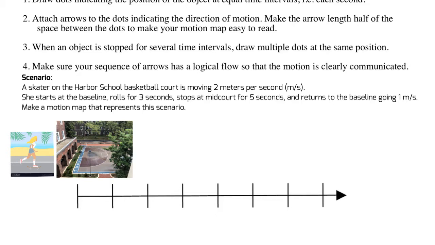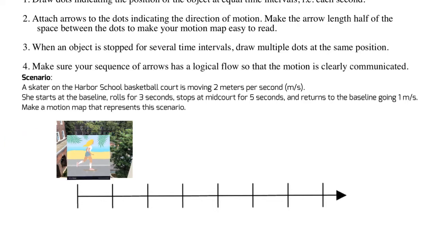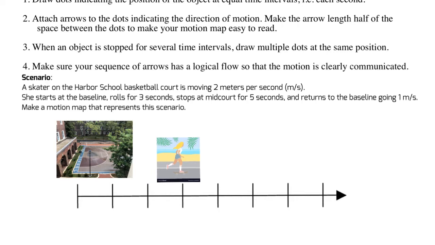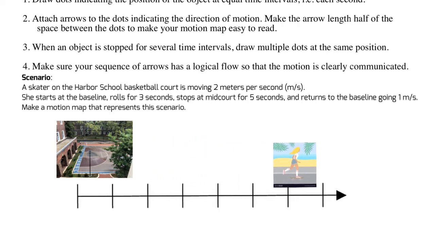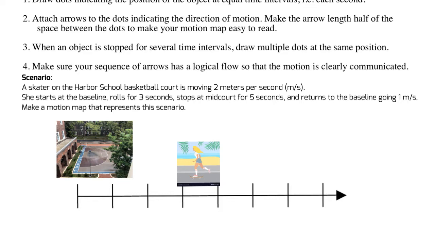You can also draw a picture, or since I made these graphics, I'm going to do a little bit of live animation. She starts at 0 meters along the baseline, and she goes about 2 meters per second. So I'm going to try to do that. 1, 2, 3. Stays there for 5 seconds. 1, 2, 3, 4, 5. Then goes in the opposite direction, 1 meter per second.